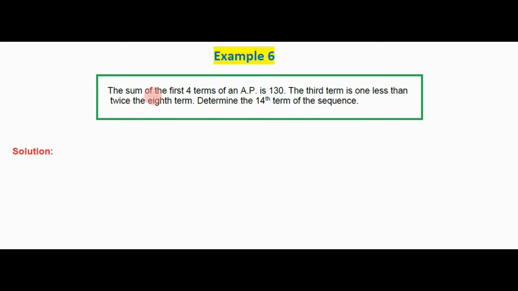So the first bit of information says the sum of the first 4 terms of an AP is 130. So we can write that S sub 4 is 130. Now we can use a sum formula and write the left-hand side in terms of a and d. So the sum formula, of course, is S sub n equals n over 2 into 2a plus n minus 1 times d.